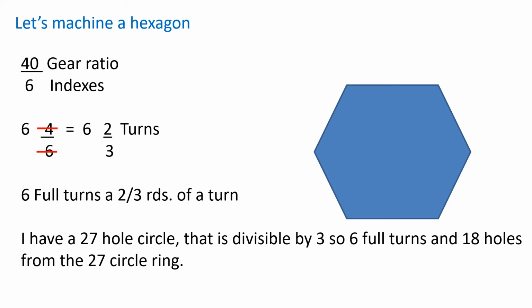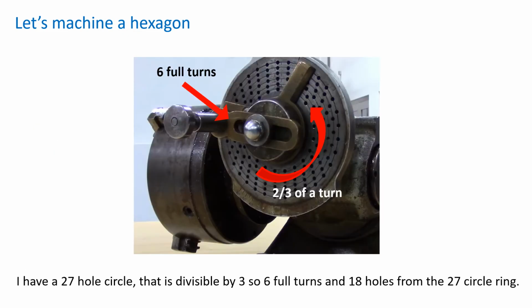So I have 2/3 of a turn. Let me look on my hole plate. Do I have a PCD that's divisible by 3? Yes, I think I'm going to use the 27. There's a few others I can use, but 27 looks like the one that I'm going to use. So 2/3 of 27 is 18. So I'm going to use 18 holes of a 27 hole circle to get me my 2/3 of a turn. So I'll set my sector arms at 18 holes of the 27 hole circle ring from my starting point.